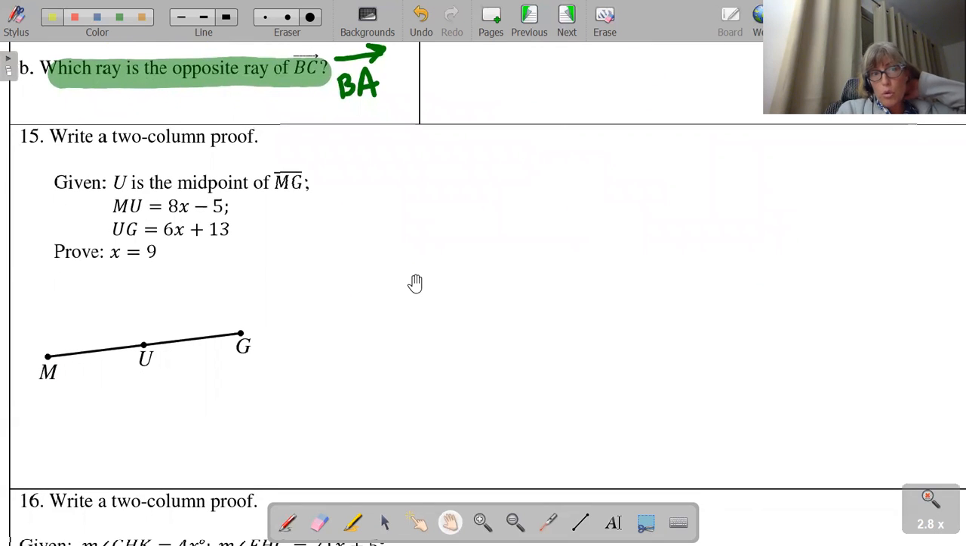It says write a 2-column proof. Let's start with our given information. When I do proofs, I use this process. Mark the given, mark the implied, mark what I call freebies, and then talk it through. Freebies are things that are true even if it's not in the given. Let me give you an example.